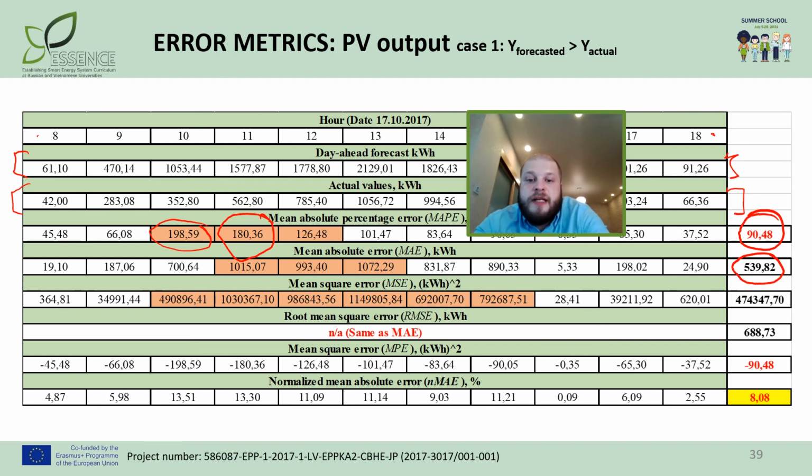What I would like to draw your attention to is normalized mean absolute error. So what does it mean, normalized? It means that we introduce some weighting, some normalization factor, to the mean absolute error, which is actually calculated in a standard way. We provided normalization of the mean absolute error based on the maximum theoretical power output of this very specific photovoltaic power plant.